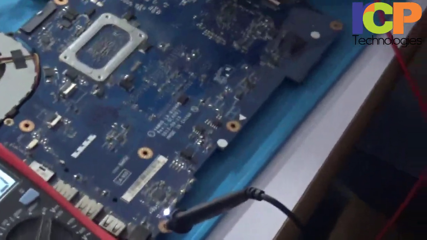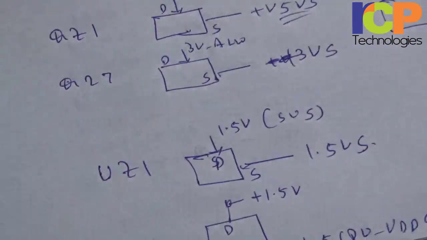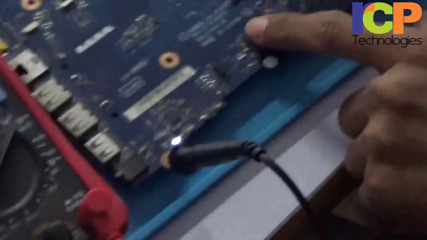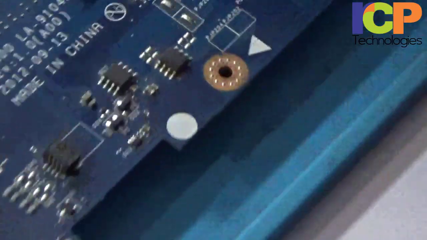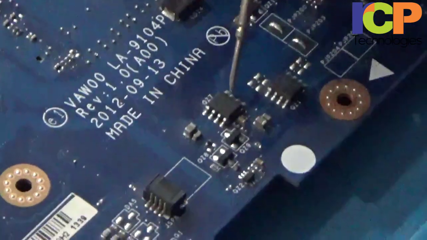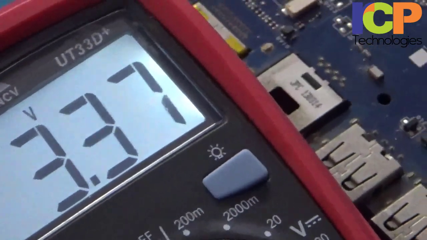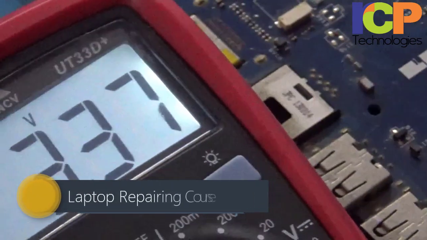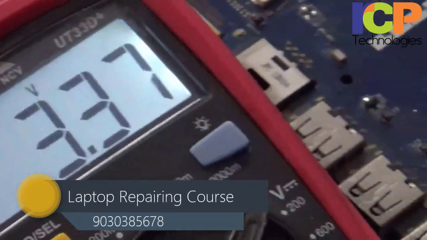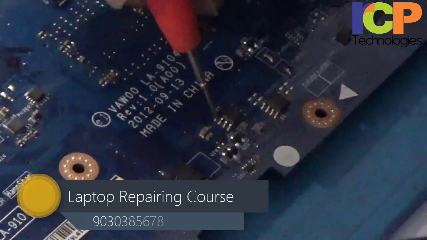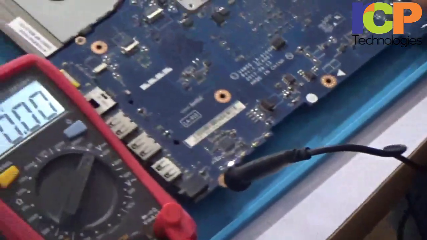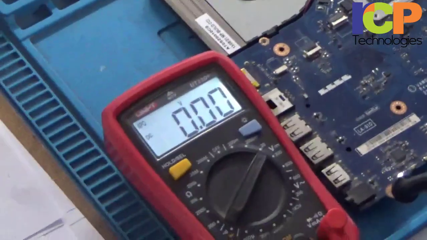Okay. What about the 3.3? The 3.3 switch? QZ7. So QZ7. What is the voltage? 3.3, sir. So that is a run voltage. Source, drain, what about the source? 3.3. 3.3 is passing well. The issue is with the 5 volts. We will see the reason.